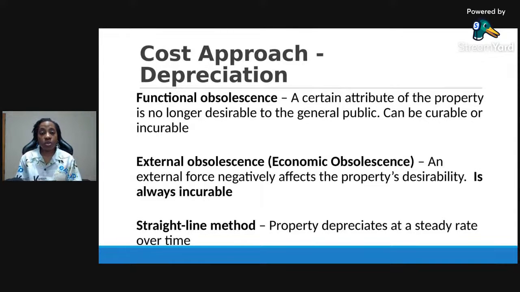Now, the next one, external obsolescence. Please remember this one is also called economic obsolescence. Now, the word external helps you realize that this is not something that happens in the house. This is something outside of the house. So, external obsolescence is something outside the home that's causing my property value to go down. And because it's outside my home, I have nothing to do with it. I have no control over it. And so it is always, always incurable.